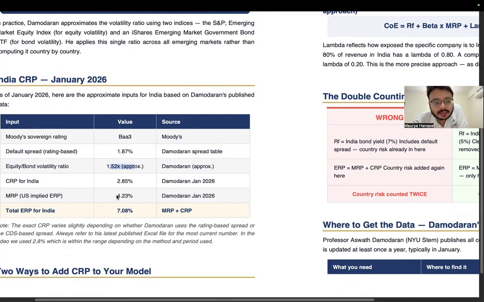You add the US mature equity risk premium to it, 4.23 plus 2.85. The equity risk premium for investing into the Indian market from the lens of a foreigner, albeit an Indian also wants to invest into India and not just the foreigner, is 7.08.